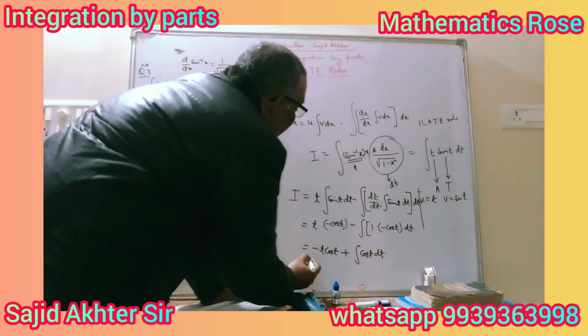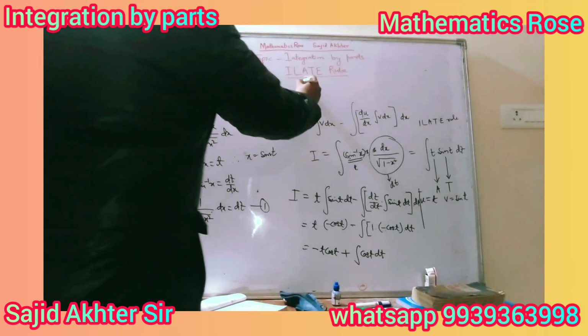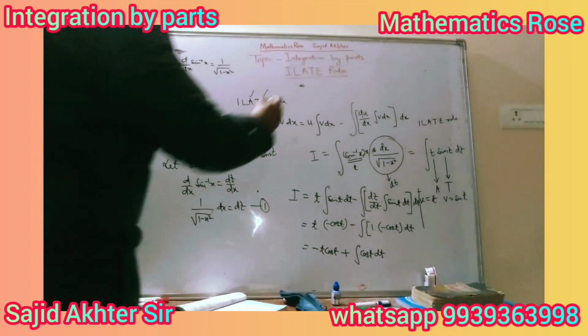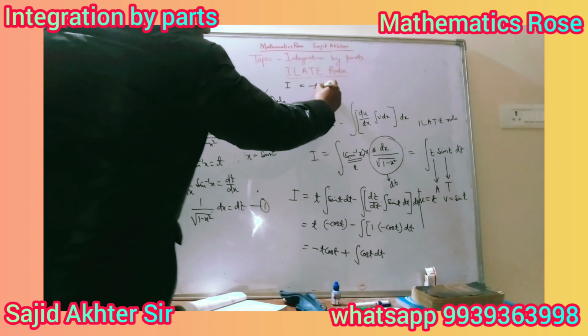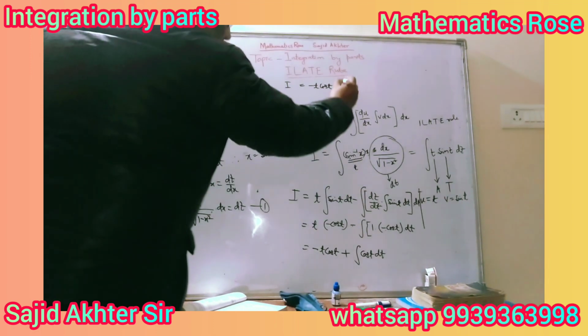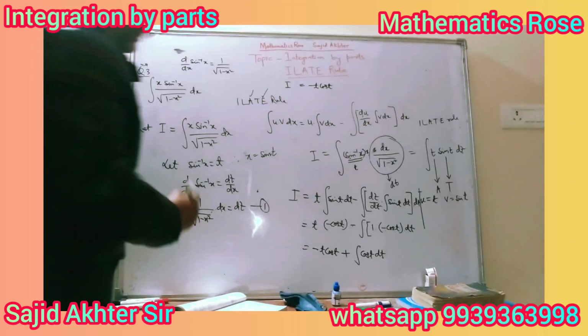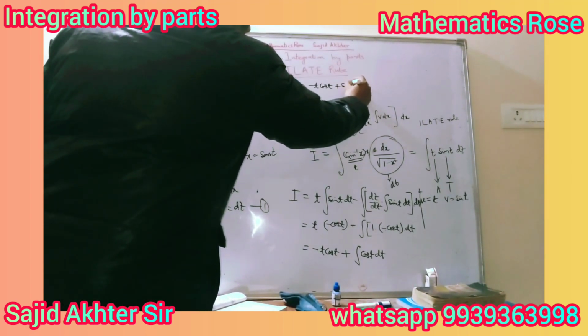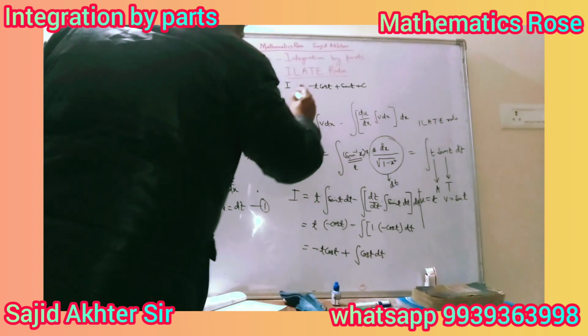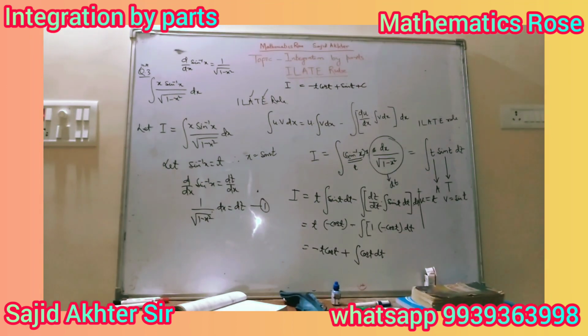So here what is coming? Write it at the top. I is equal to minus t cos t, and integration of cos t is sin t. So it is plus sin t plus c. Now we will convert the function of t in terms of x, because the answer will be in terms of x.